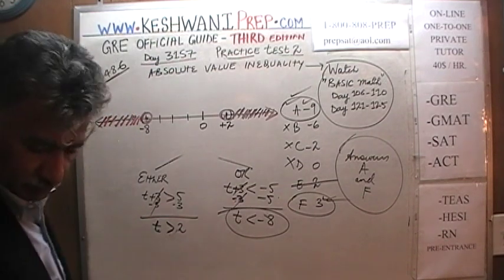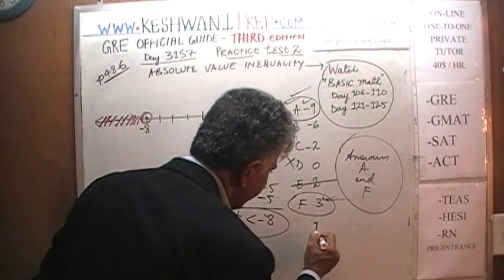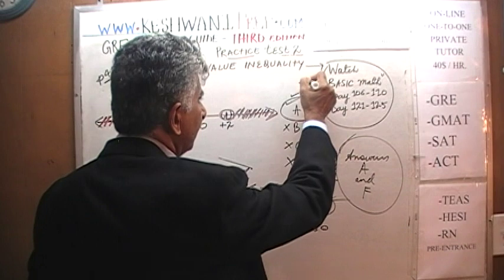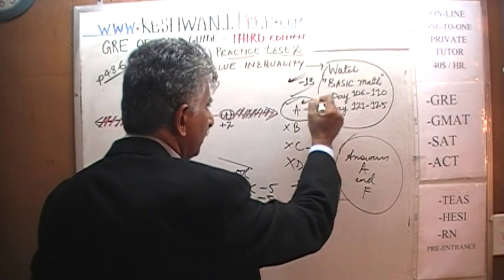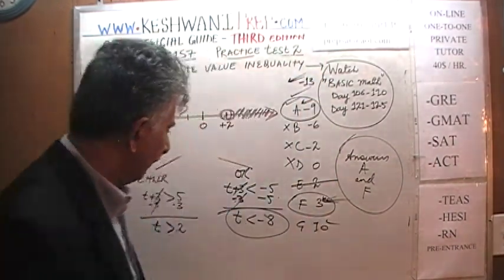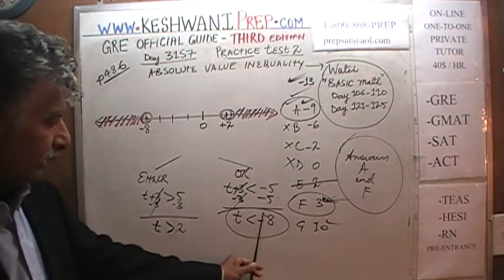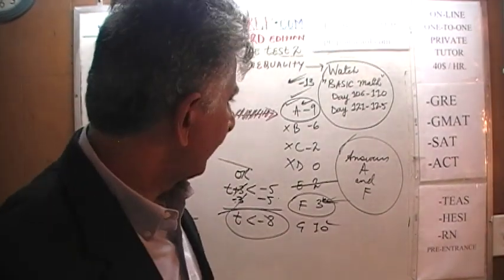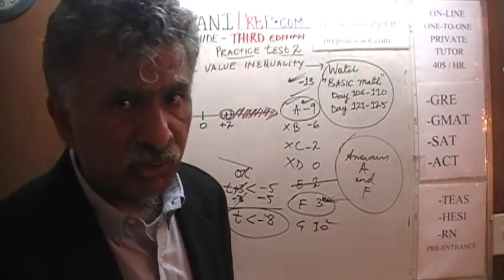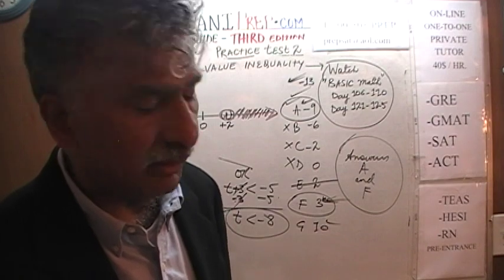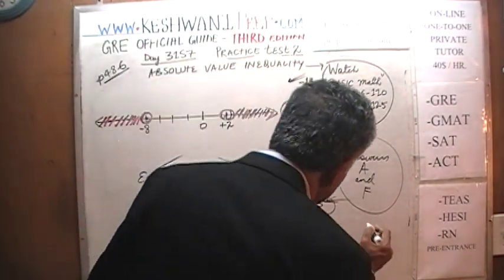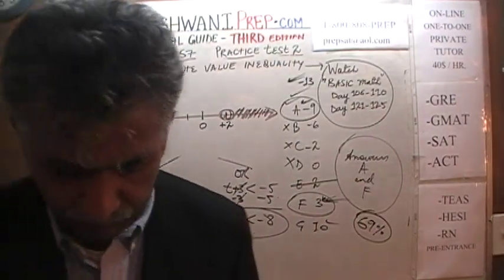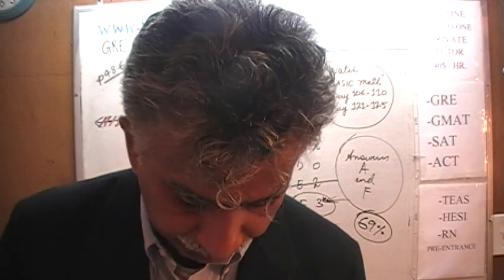Do you understand? For example, they could have put here 10, and they could have put another answer here, say negative 13, and that would work. Negative 13 would work, negative 9 would work, 3 would work, 10 would work. Anything more than 2 or anything less than negative 8. Do you understand? That was the end of it. It's a pretty straightforward question in the sense that the majority of the people who took the exam had no trouble with it. As a matter of fact, 69% of people got this question right.